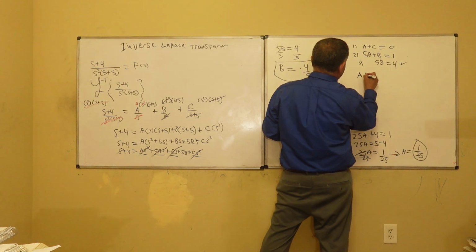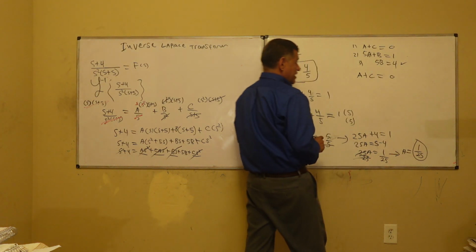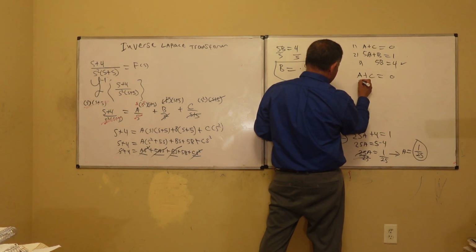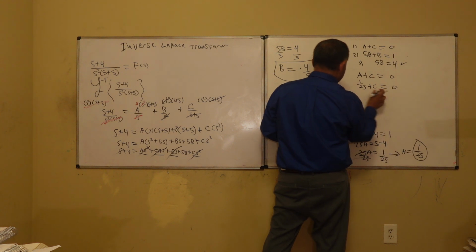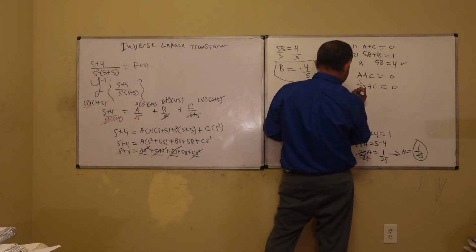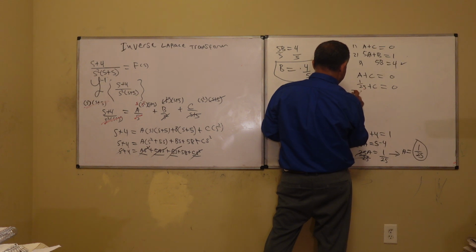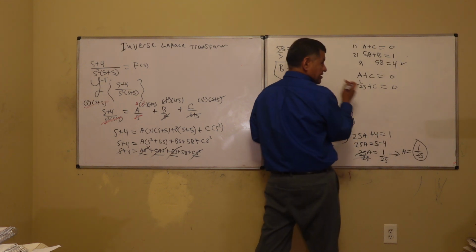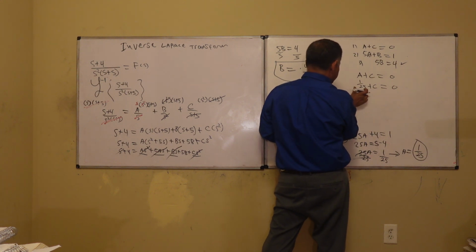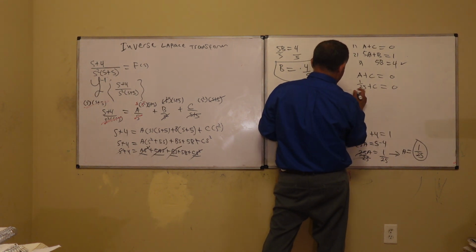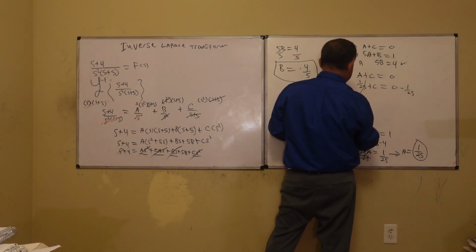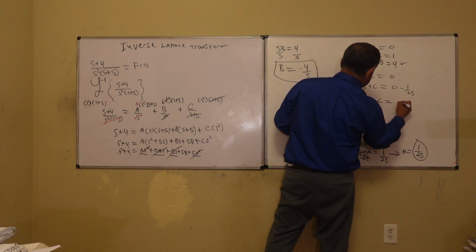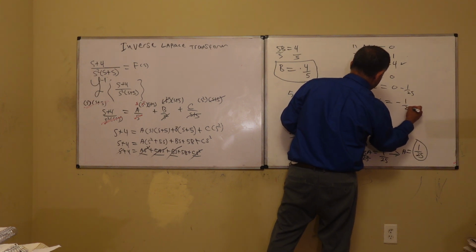So a plus c is equal to 0, right? Now a is 1 over 25, plus c is equal to 0. Move this 1/25 to the other side. I am subtracting 1 over 25 from the other side, and these guys go away, and I get c is equal to negative 1/25.